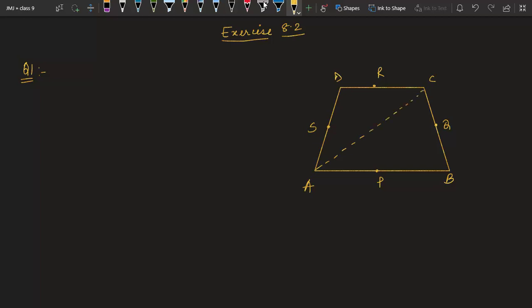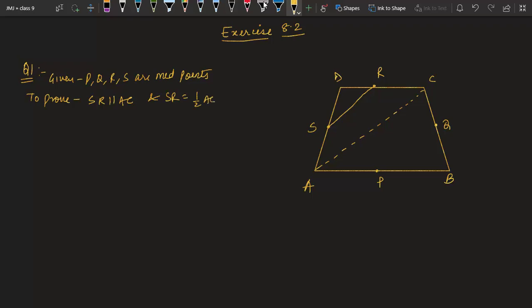Now what we have to show is, so given is P, Q, R, S are midpoints. This is given to us. That's it. And we have to prove SR parallel to AC. First thing, so let's join SR. We have to prove SR parallel to AC. And second, we have to prove SR is equal to half of AC.